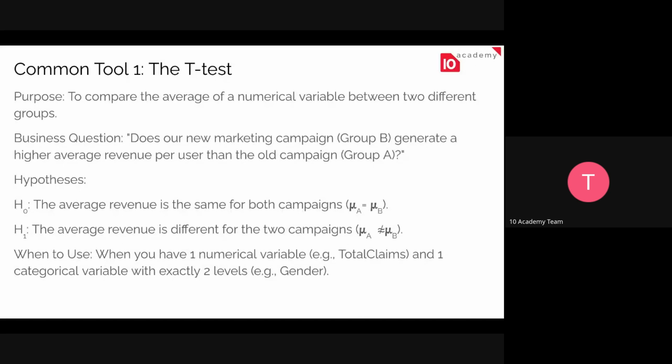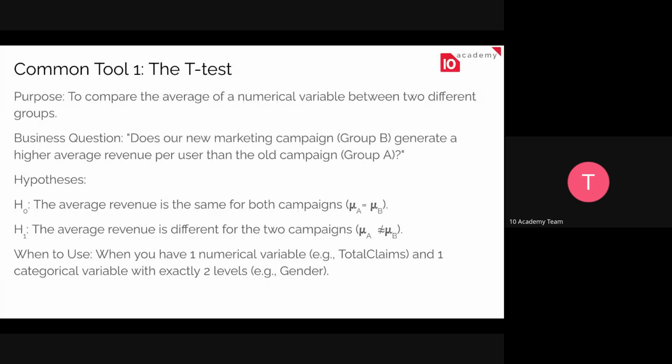So you have two campaigns, group A and group B, and you want to show that there is a difference between their generated revenue. The null hypothesis is going to say they are equal, no, there is no difference, and the alternative is going to be it's not the same. So when to use it? When you have one numerical variable, the total claim for your example, and one categorical variable with exactly two labels.